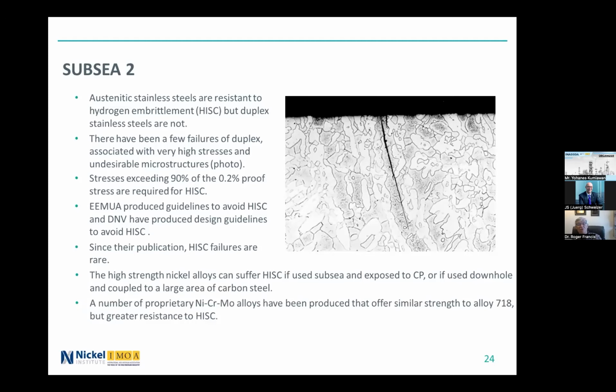A number of proprietary nickel-chromium-molybdenum alloys have been produced that offer similar strength to alloy 718, but greater resistance to hydrogen embrittlement. But there's been limited use of these alloys to date, so I can't comment on how effective they are.